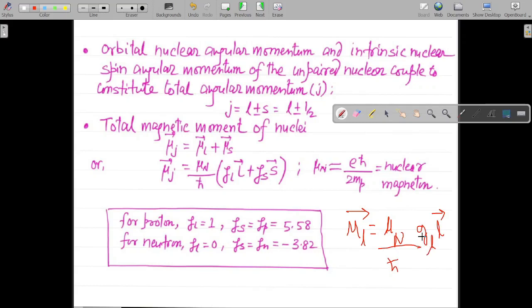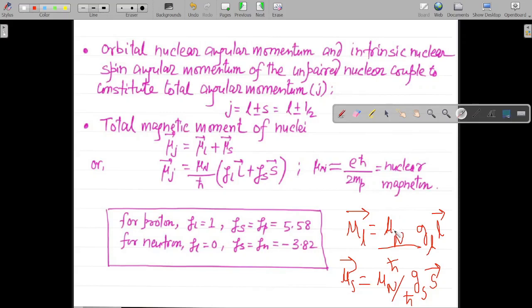This is the value of μL. What does μN mean? μN is the nuclear magneton. And how is μS defined? Again in terms of the nuclear magneton, sorry, not Bohr magneton, nuclear magneton. So it is defined something like this. This is the definition of μL in units of nuclear magneton.